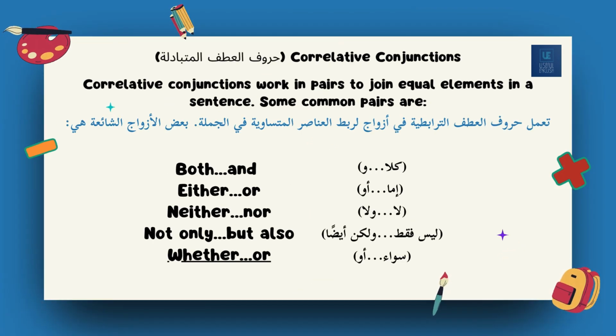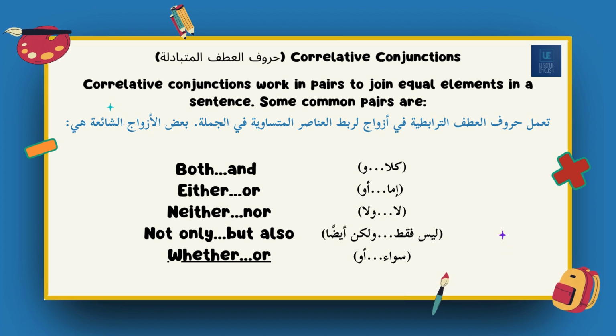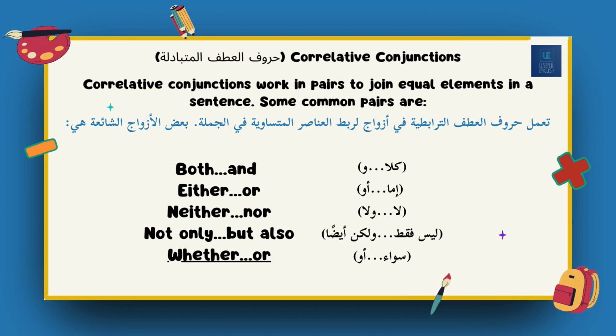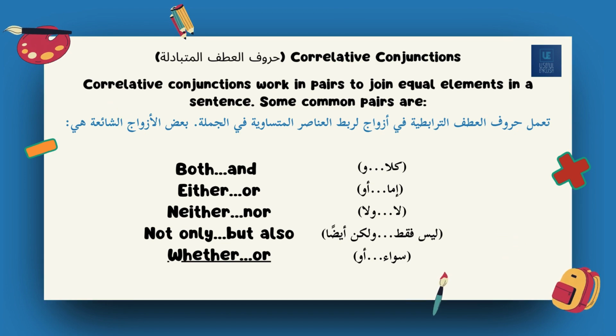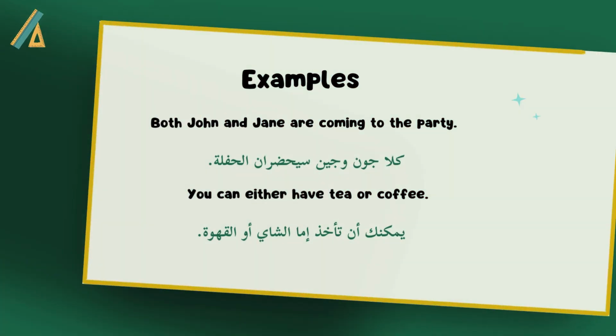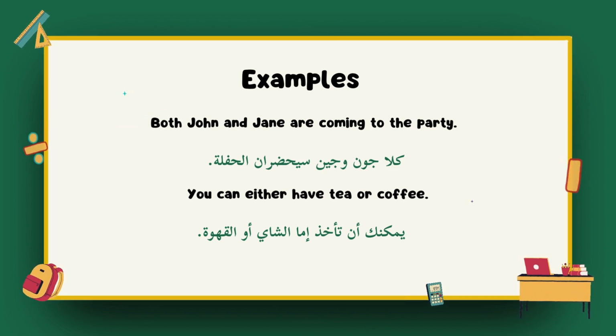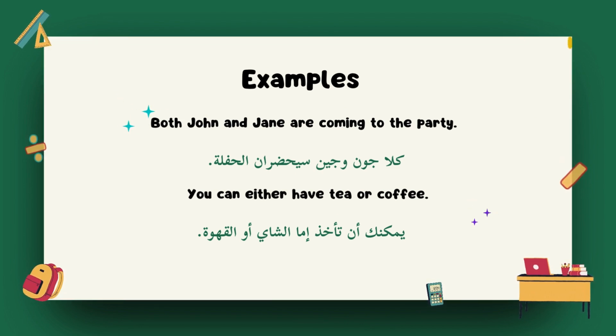Correlative conjunctions. Correlative conjunctions work in pairs to join equal elements in a sentence. Some common pairs are both...and, either...or, neither...nor, not only...but also, whether...or. Examples: Both John and Jane are coming to the party. You can either have tea or coffee.